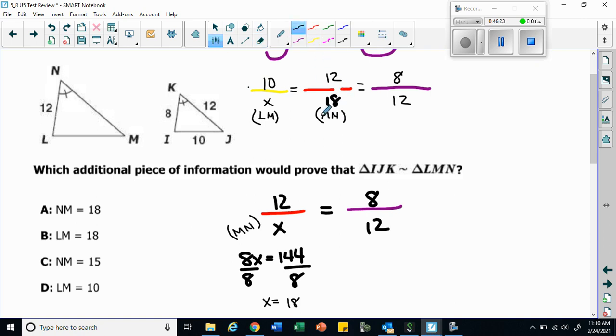So my MN or NM, it doesn't matter which order you put it in, is going to be 18, right? And it looks like that's the answer right here. N to M or M to N, it doesn't matter, is 18. So that's going to be your answer right there. We only had to solve for one of them to find the answer, which is great.